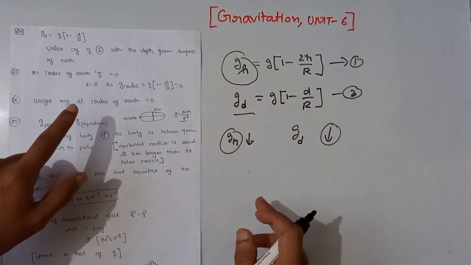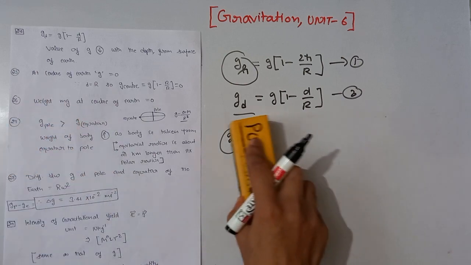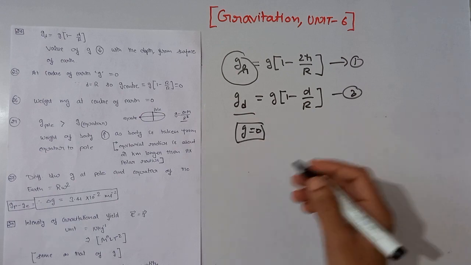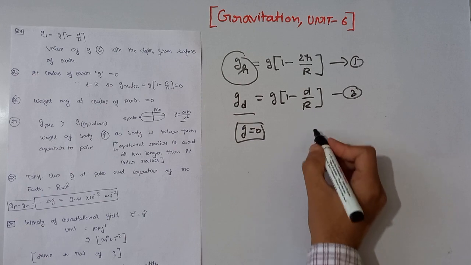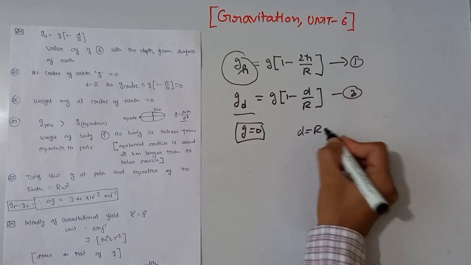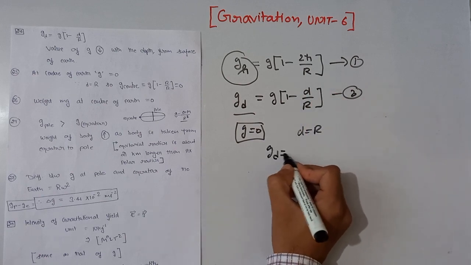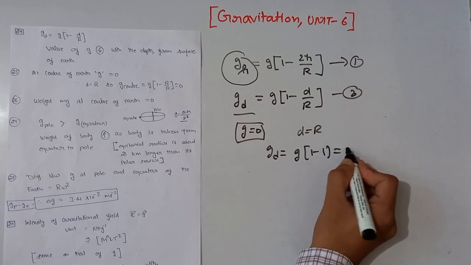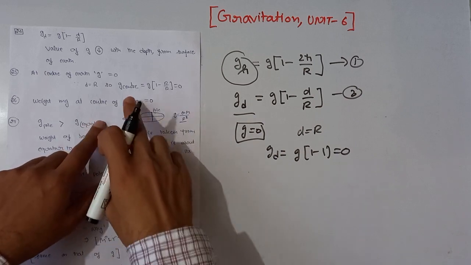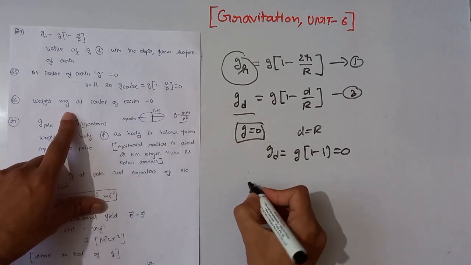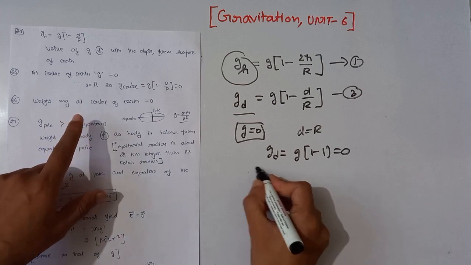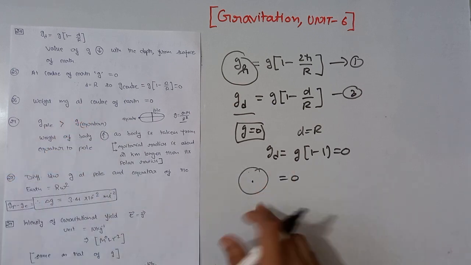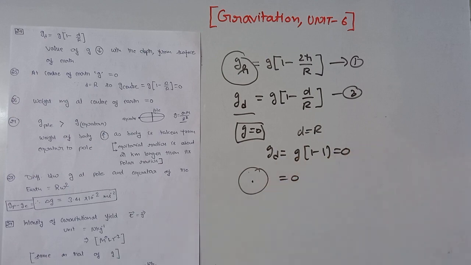At the center of the Earth, g is equal to 0. Why? Because at the center of the Earth, the depth is equal to its radius. Then gd is equal to g into 1 minus R by R, that is 1 minus 1, which is equal to 0. So g at the center is equal to 0. Then the weight of the body at the center of the Earth is equal to 0. Weight of the body at the center of the Earth is also equal to 0.